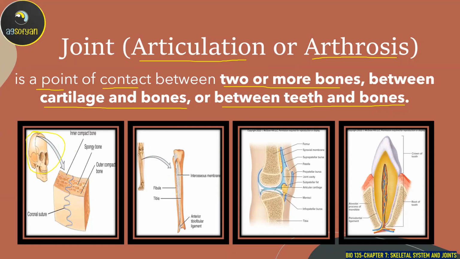And if you see in the legs, there is a tibia and fibula bone. There is fiber that connects them. So this is another type of joint. And this is a very typical type of joint located in the knee. And this is also another joint, between the teeth and the bones, like in the mandible or maxilla, the lower jaw or the upper jaw.